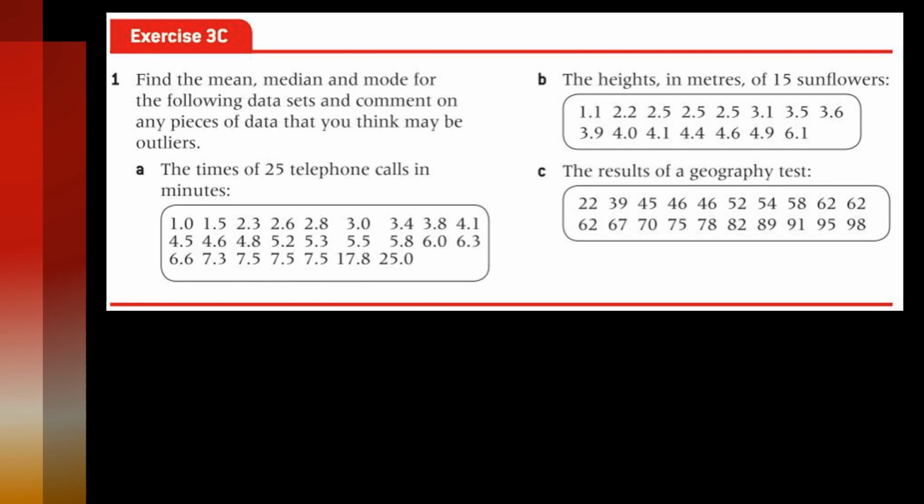Okay, so that's it. This is pretty self-explanatory. For the exercise, it's only one problem. Find the mean, median, and mode for the following data set and comment on any piece of data that you think might be outliers. So you're going to find the mean, median, and mode of each one of these data sets and then also identify what the outlier is.